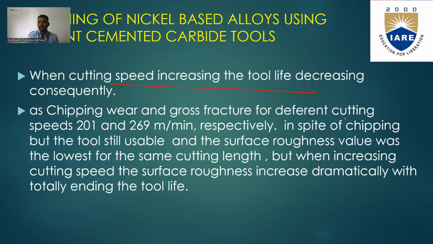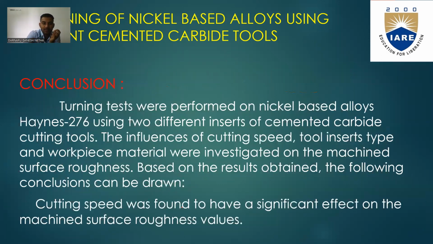As for chipping wear and gross fracture at the cutting speeds, the tool use is unstable, and the surface roughness values were the lowest for the same cutting length. But when the cutting speed increased, the surface roughness also increased dramatically, ending the tool life. When the cutting speed increases, the surface roughness also increases, and then the life of the tool is automatically going to decrease.